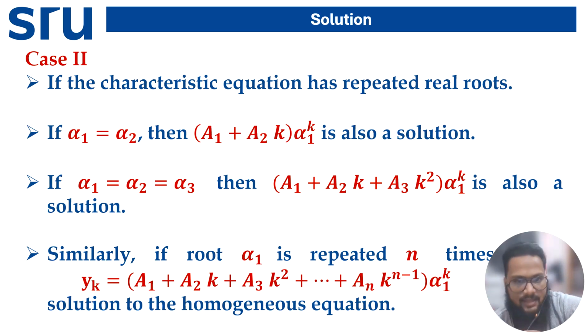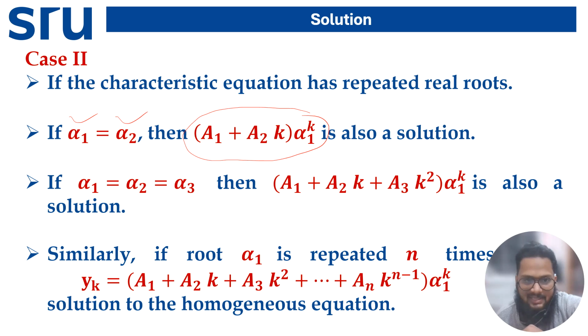Now the second case is where the roots are real but repeated, not all are distinct. For example, if the equation is of degree 2 and both roots are the same, then the solution will be this one, please remember: (a1 plus a2 k) into the root, whichever is the same. Since alpha and alpha are the same, you can write alpha 1 to the power k or alpha to the power k, anything. This will be the solution.